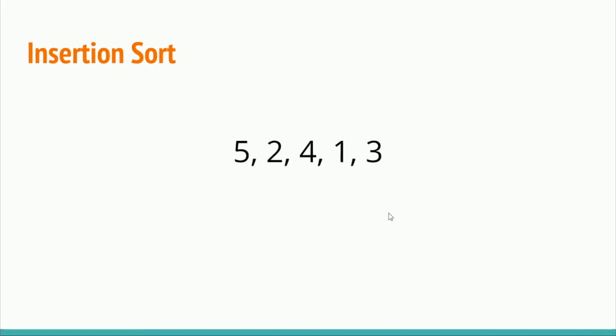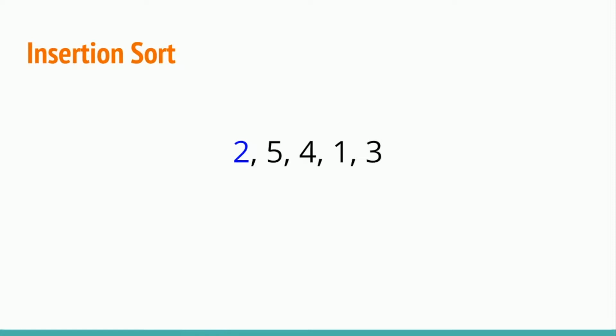As you can see, I have a list up on my screen: 5, 2, 4, 1, 3. Insertion sort will sort this list by comparing the first two elements, 5 and 2. 2 is less than 5, so those two will swap places. And as you can see, the 2 has turned blue just to show that it is sorted.